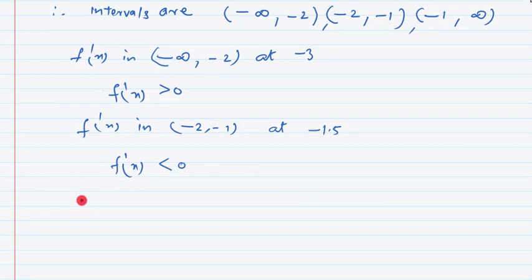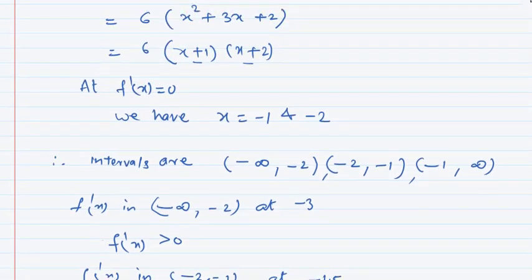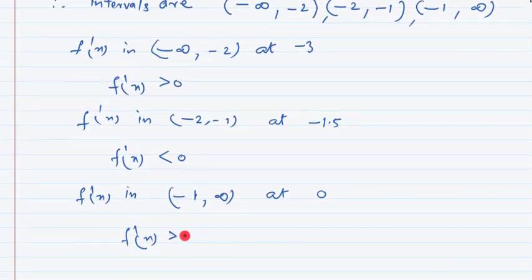Now the third one is f dash x in the interval minus 1 to infinity. Let us take it as 0. So clearly f dash x will be positive. Why? Because if you are putting 0 and 0 over here, the overall result will be positive. So it is greater than 0. So we are getting that for the interval minus infinity to minus 2, f dash x is positive, as well as for the interval minus 1 to infinity, f dash x is positive. And for the interval minus 2 to minus 1, f dash x is negative.